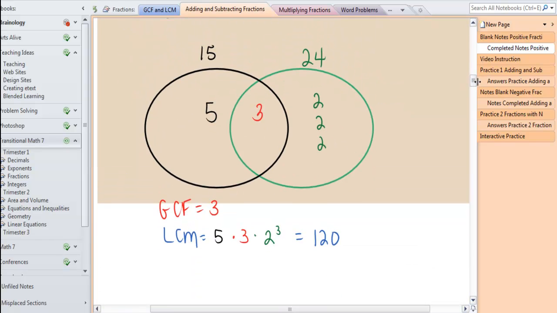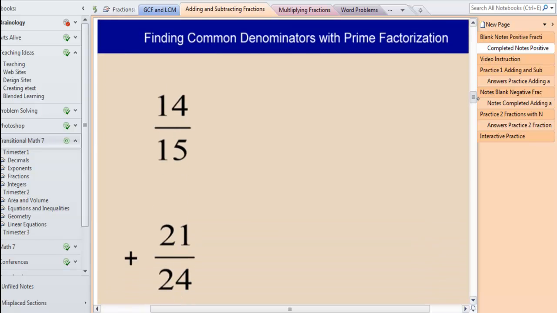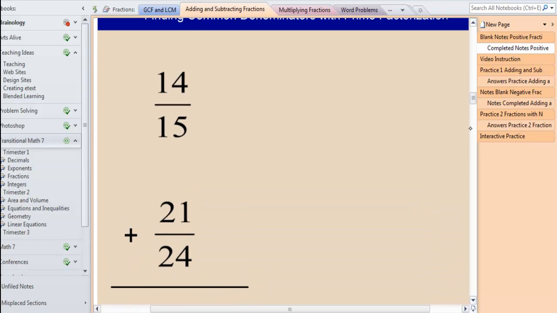All right, let's move on and apply this idea. So when I'm working with two fractions and I want to figure out what the least common denominator is, I'm going to use the process we just used, but I'm going to write it like this. I'm going to write out the prime factors of each number underneath them, of each denominator. So 15 is 3 times 5. 24 is 2 times 2 times 2 times 3.